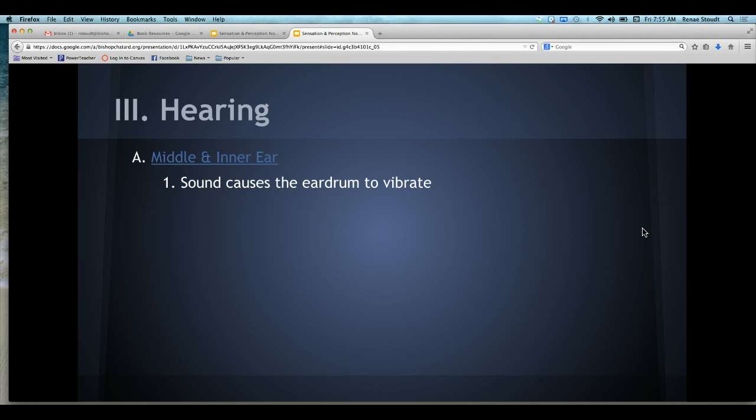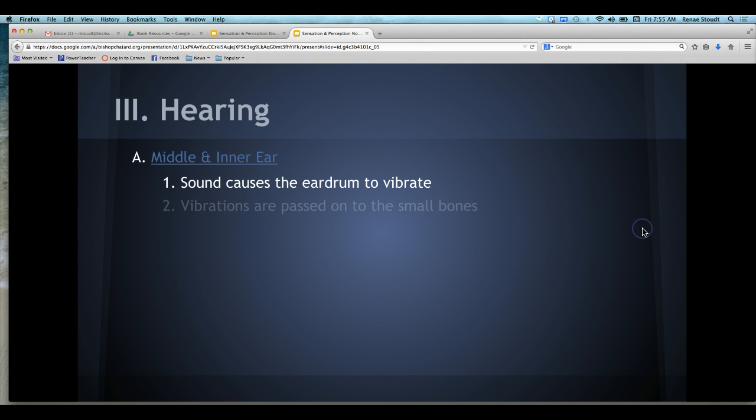So, first of all, sound comes in through the pinna, the outside of your ear, okay? It goes in through the ear canal, which is also included in the outer ear. So the middle ear, you're going to start with your eardrum vibrating, okay? The middle ear is where your eardrum is vibrating.